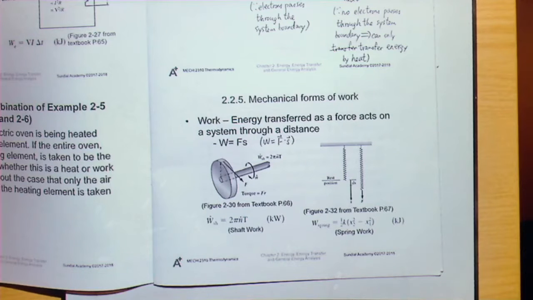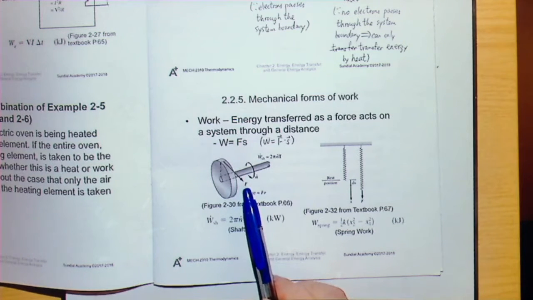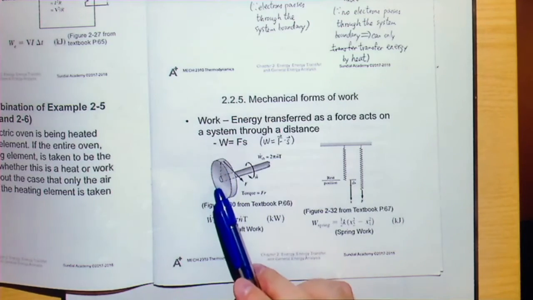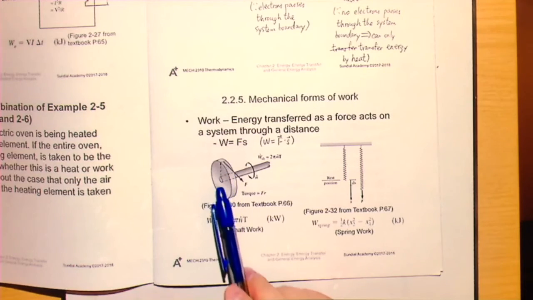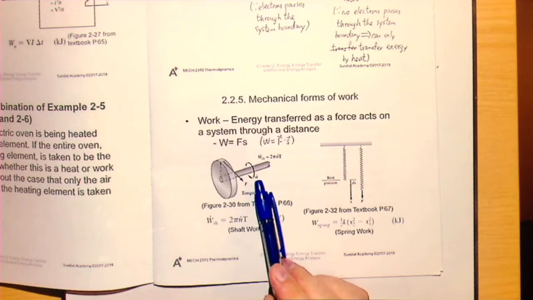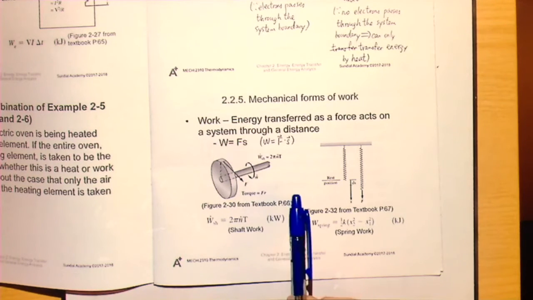Some common mechanical forms of work are discussed here. The first one is called the shaft work. The shaft work is derived as follows. First of all, suppose we have a force F here, and then we will have a torque in this case. The torque will be equal to F times r, where r is the distance between the pivot and the side of this plate. And here, n dot is the number of revolutions per unit time.